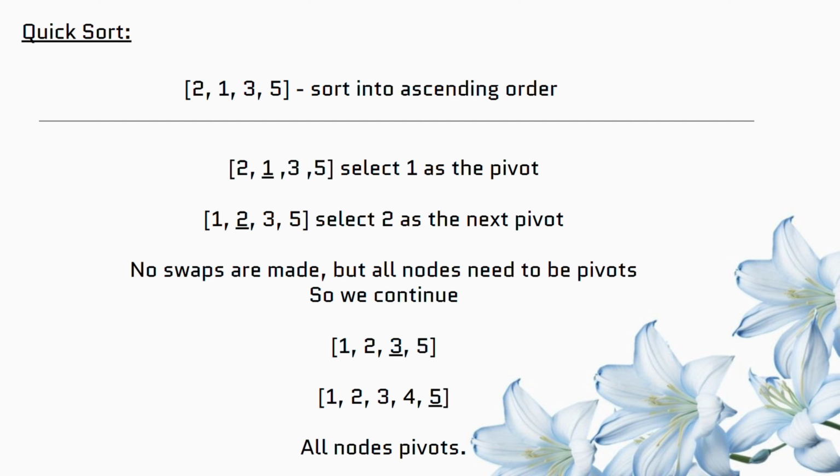But the quicksort only ends once every node has been selected as a pivot. So we actually have to continue. We have to select 3 as a pivot, and then 5 as a pivot. I don't know why there's 4 in here. That shouldn't be in here. I guess I got so excited with the order of 1, 2, 3, 4, 5. I had 4 for no reason, but this is what it would look like. And then all nodes are pivots, and we're finished.